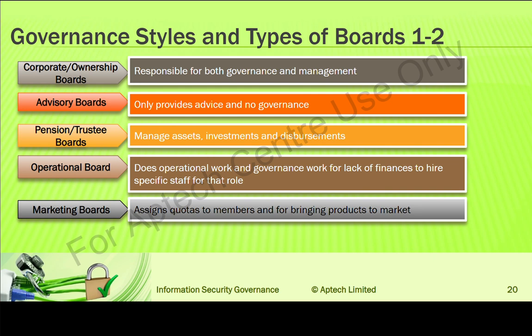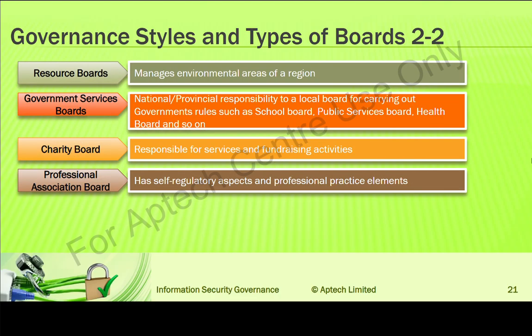I also have the marketing board. The marketing board assigns quotas to members and is responsible for bringing products to the market. They are in charge of assigning tasks to members and bringing products to market, carrying out advertising. Marketers are the ones that market your organization's products. Now, we also have the resource board. Those are the ones that manage the environmental area of a particular region of the organization.